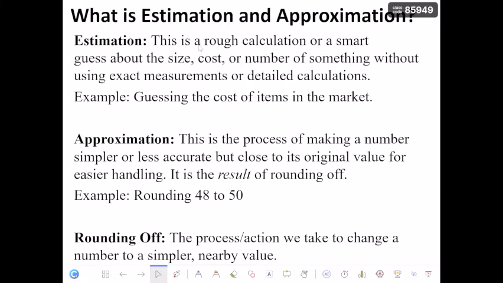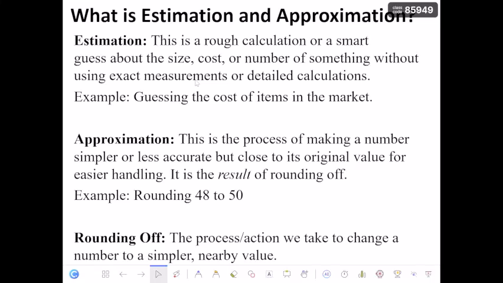So this is the meaning of estimation, approximation, and rounding off. If you just go through the statement I have here, this is a rough calculation or a smart guess about the size, cost, or number of something without using exact measurement or detailed calculations. An example is guessing the cost of items in the market. Just like the way we discussed in class, you may want to know the shoe size of somebody, so you may just give a guess value. That is an estimate you are trying to do.